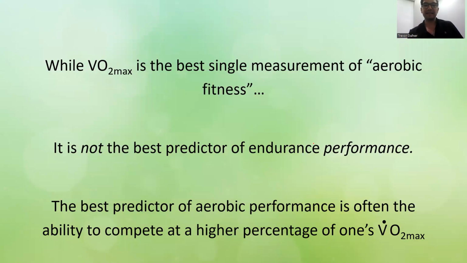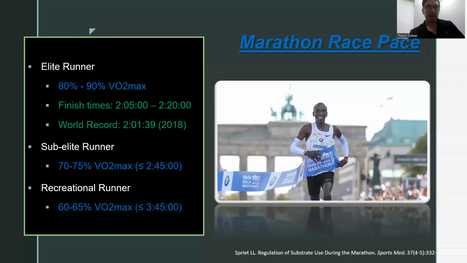So while VO2 max is the best single measurement of aerobic fitness, the best determinant of aerobic fitness in normal or general populations, it is not the best predictor of endurance performance for elite athletes, okay? So it's best for fitness, but not necessarily for elite endurance athletes. The best predictor of aerobic performance is often the ability to compete at a higher percentage of one's VO2 max. And we'll talk about that in a second here.